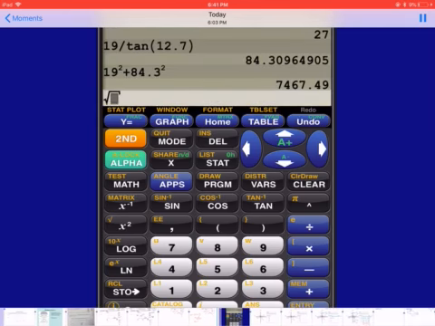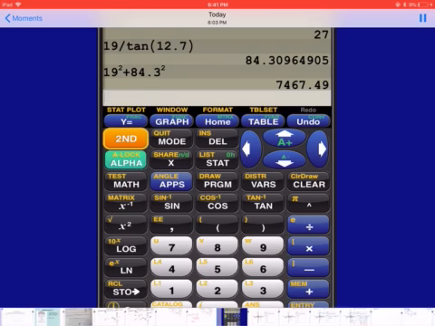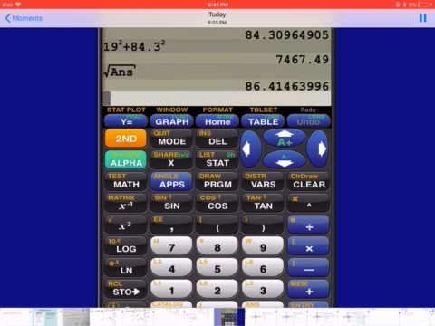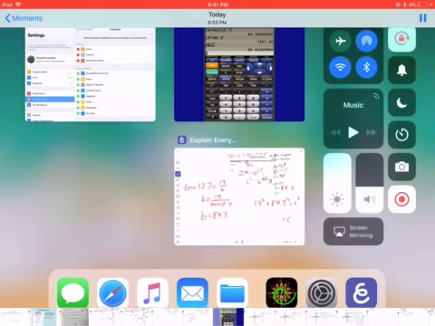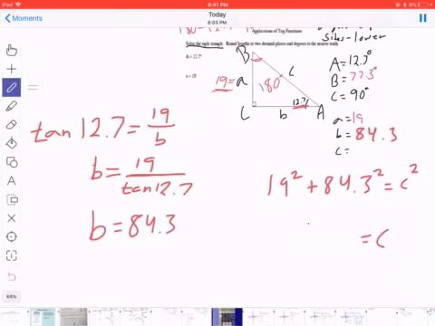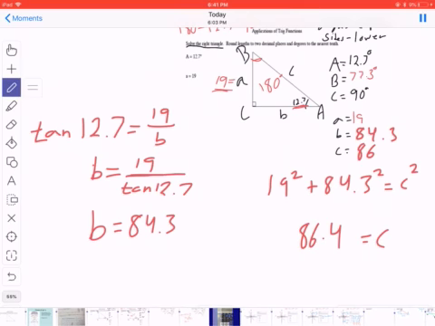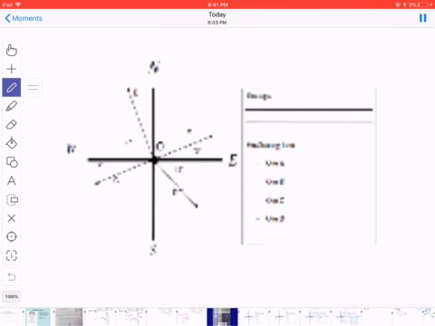And so with that being said, we'll get 7,467.49, but that's not an answer because we got to square root that. When we square root that, what we're going to get is 86.41. But I think I just did the 1 decimal place again. So let's correct that next time.